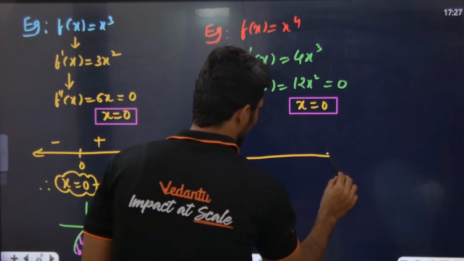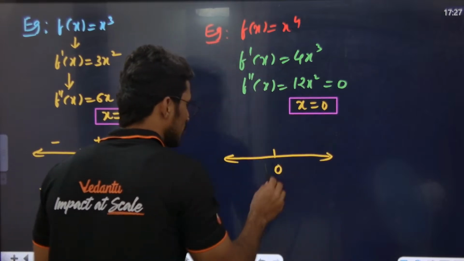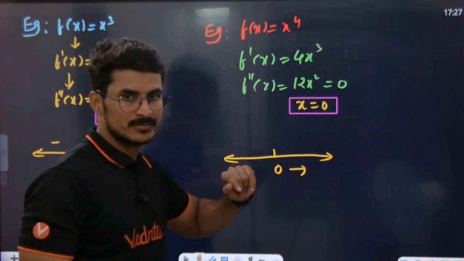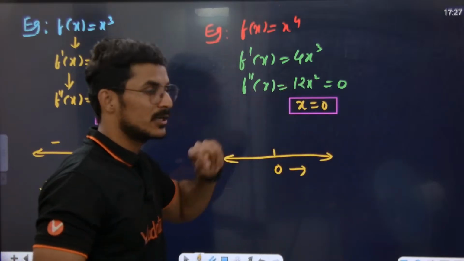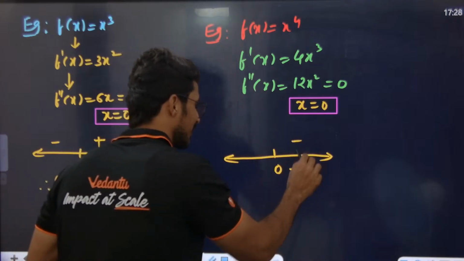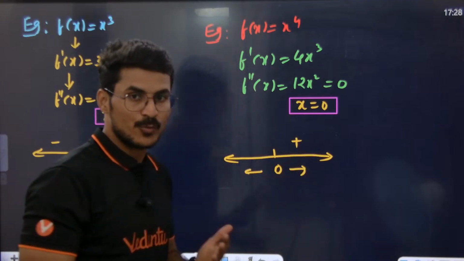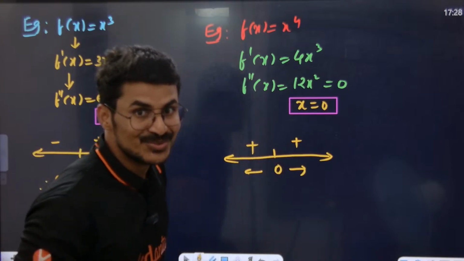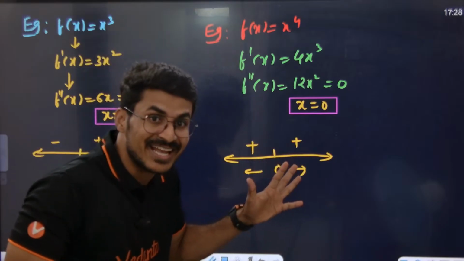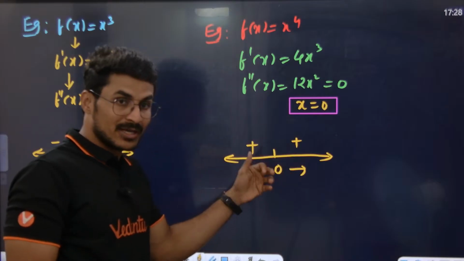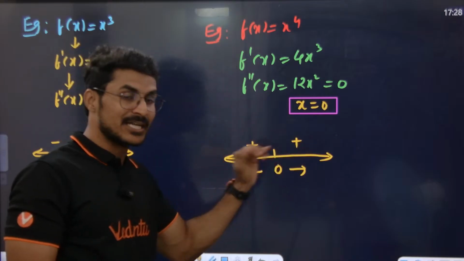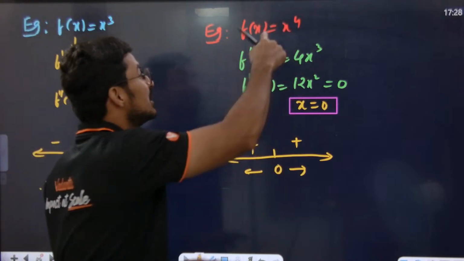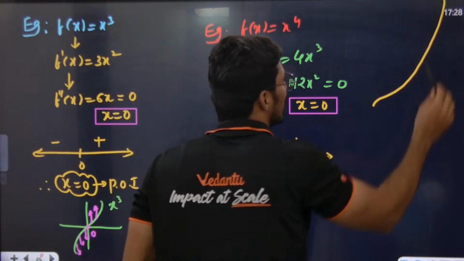Now x is equal to 0. Put any value to the right of 0, let's say 1: 12 into 1 square is positive. To the left of 0, put any value, say -1: whole square is positive. Do you understand? There is no change in the sign. Left of 0 is plus, right of 0 is plus. So this is an increasing graph, it will always keep increasing.